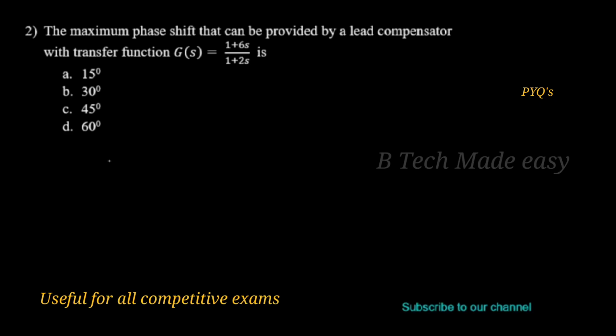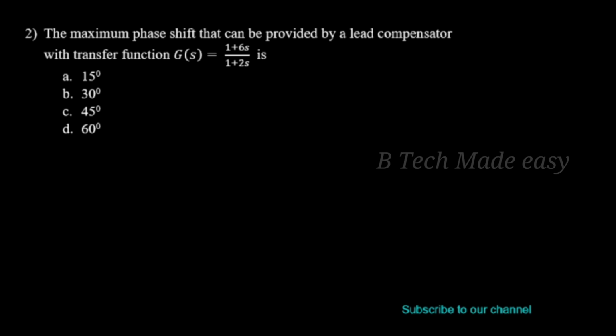Here the question is: the maximum phase shift that can be provided by a lead compensator with transfer function G(s) = (1 + 6s) / (1 + 2s). This is the question. The options are: first option 15 degree, second option 30 degree, third option 45 degree, and last option 60 degree.